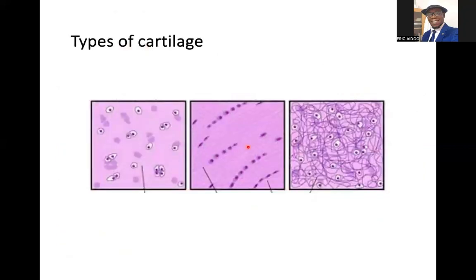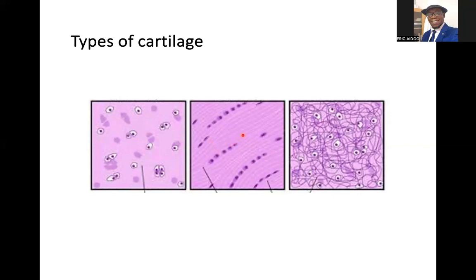So again, if three types of cartilage are displayed like that and you are supposed to name them, I'm sure based on the background we've had so far, you should be able to do that. So you have some cells in the middle portion, more or less grouped in twos or fours, sometimes threes, with little on the background. You hardly see any fiber there.